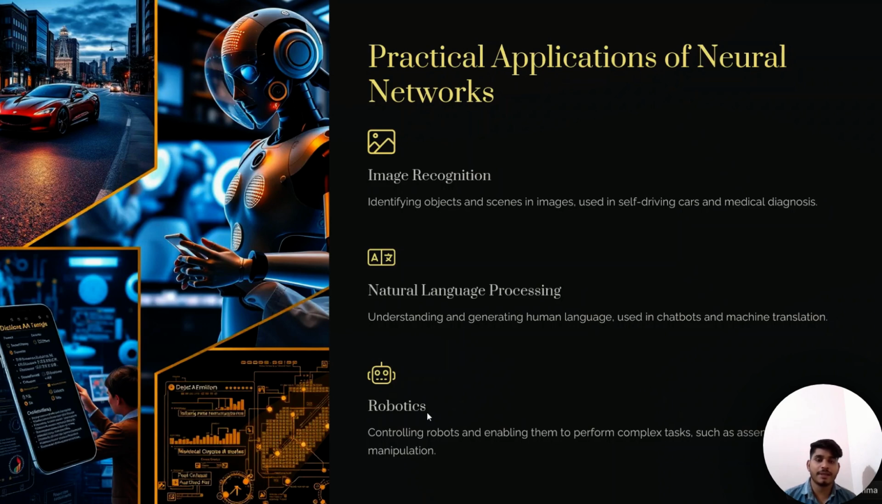The practical applications of neural networks: image recognition, natural language processing, and robotics. Image recognition identifies objects and scenes in images, used in self-driving cars and medical diagnosis. Natural language processing involves understanding and generating human language, using chatbots and machine translation. In robotics, neural networks control robots and enable them to perform complex tasks such as assembly and manipulation.